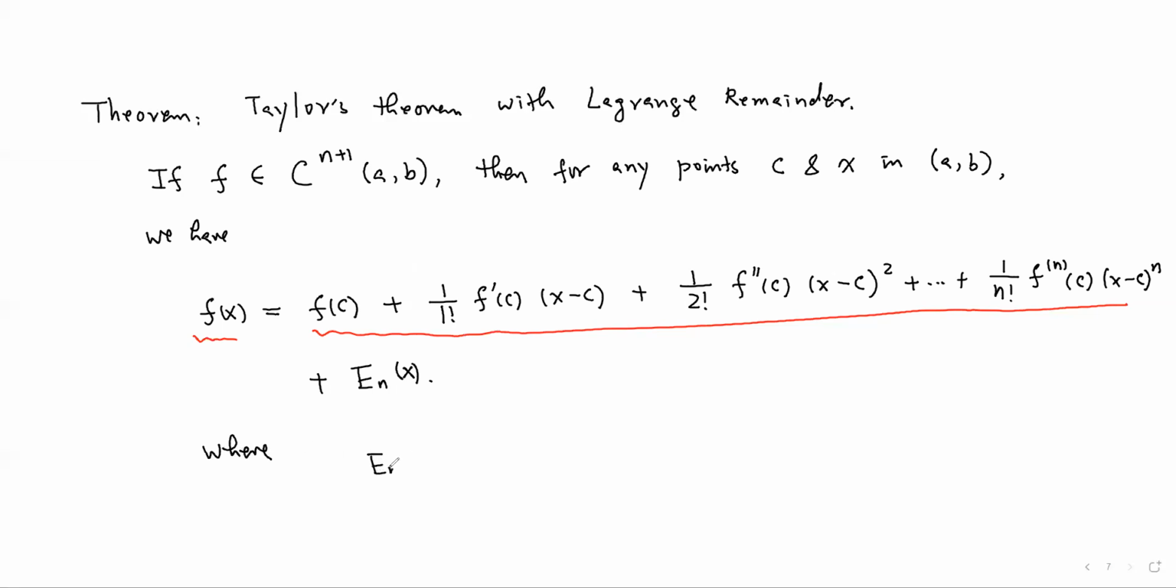The error term is equal to 1 over, similar to this term, 1 over (n plus 1) factorial, times function f, take derivative n plus 1 times, evaluate the derivative at some point psi, then times (x minus c) to the n plus 1.